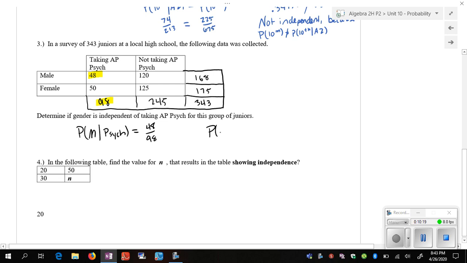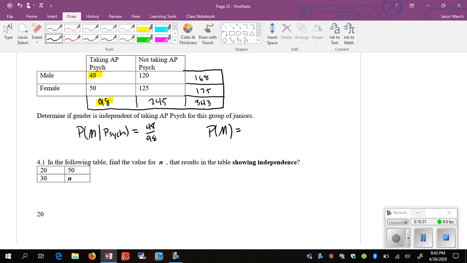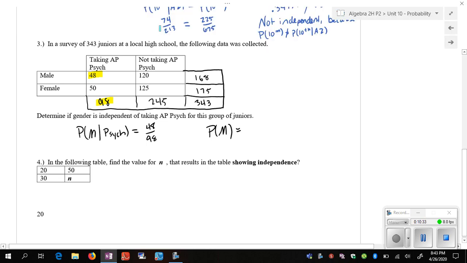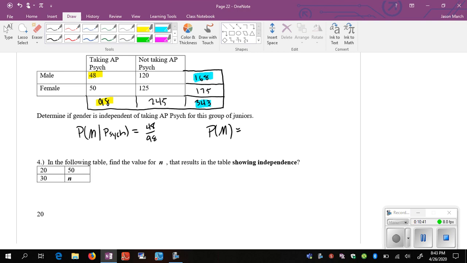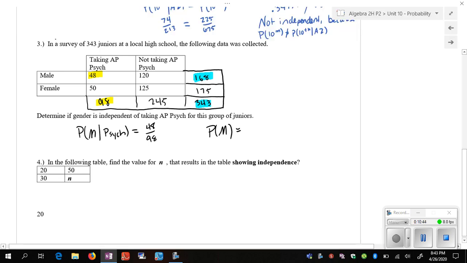Again, to prove independence, I need to take away the condition. The condition was taking AP Psych. So we're going to compare that to the probability that a student is male at this school. If I go across and end up at the margin, I am now comparing that fraction, 168 out of 343.